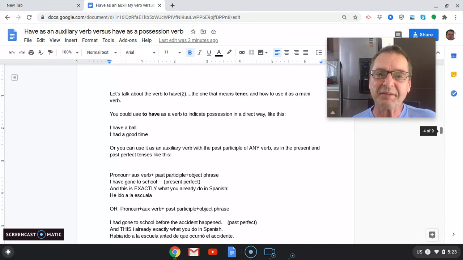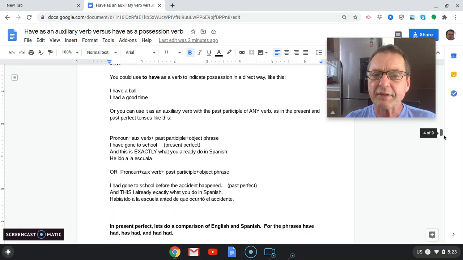So let's talk about the verb to have too. That's the one that means tener. How to use it as a main verb. We could use to have as a verb to indicate possession in a direct way. In the present tense, I have a ball. In the past tense, I had a good time. Or you can use it as an auxiliary verb with the past participle of any verb in the present and past perfect tenses, like this.